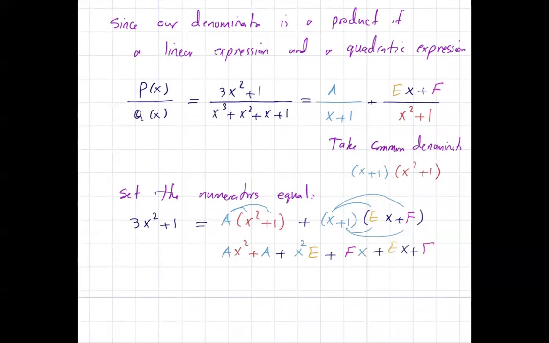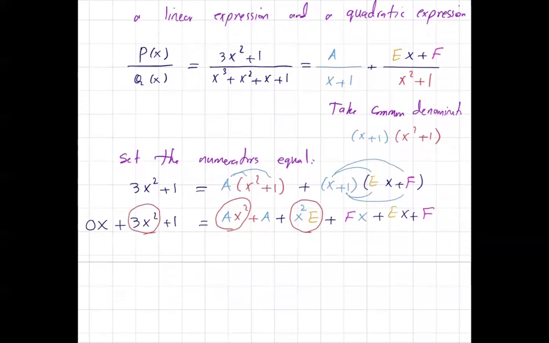Very good. So what's happening here? On the left-hand side, I have 3x squared plus 1. On the right-hand side, I have Ax squared plus Ex squared. I have some linear terms as well, but I don't see any x on the left-hand side. It means that officially it was 0 times x. Okay, very good. So Ax squared plus Ex squared must be equal to 3x squared. So the combination of these two must be equal to the quantity on the left-hand side. What's the meaning of that? It means that 3 is equal to A plus E.